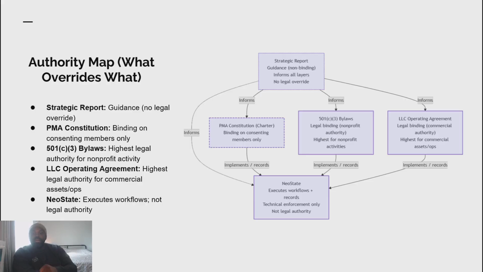Just to recap, the strategic report is guidance, no legal override. PMA Constitution, binding on consenting members only. 501c3 bylaws, highest legal authority for nonprofit activity. LLC operating agreement, highest legal authority for commercial assets and operations. NeoState, executes workflows, not legal authority. You can look at the map here. It shows that the strategic report informs all four layers below it: the PMA, 501c3, LLC, and even NeoState. Implementation and records are handled at the NeoState layer, which is your digital infrastructure. That's very important to keep in mind with this whole framework.